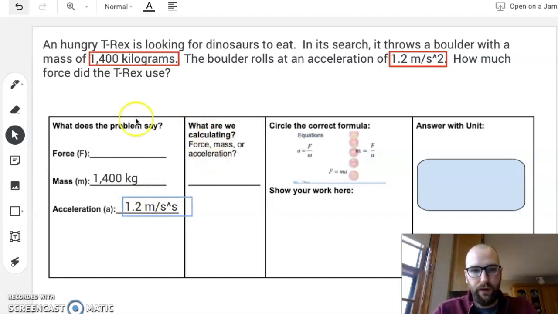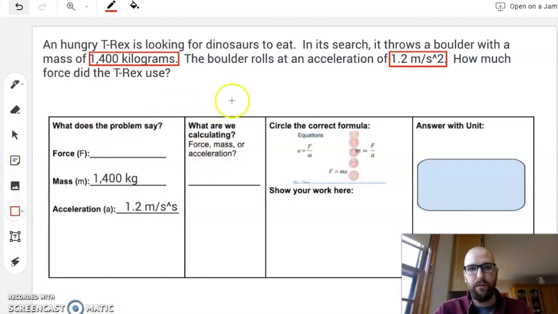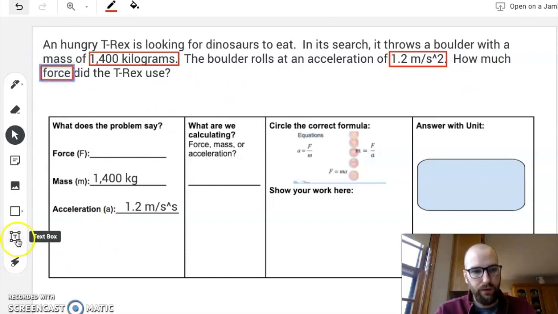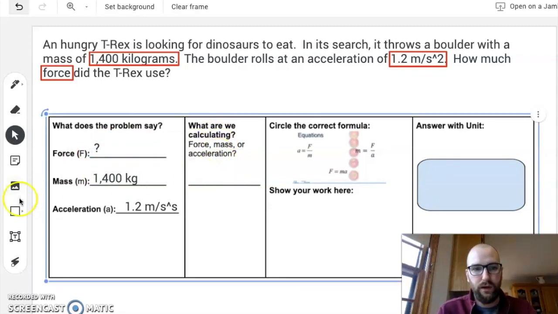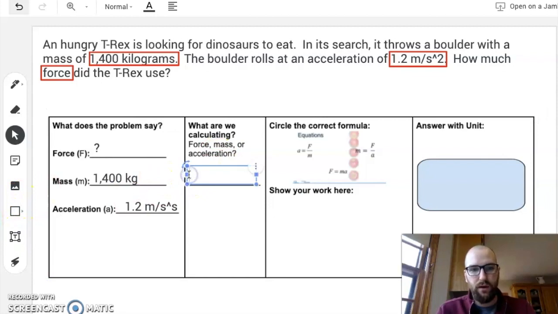Now, what are we calculating here? Well, there's other important information in the text. It says how much. How is a question word, so it's telling me what I'm looking for, and the word I see that's important here is force. So my question is force, and in the force I'm going to write a question mark. What are we calculating? We're calculating force. The reason this box is here is to double check we don't have something written in the wrong box, because force is what we're solving for, and if our force doesn't have a question mark here, we probably have something put in the wrong place.